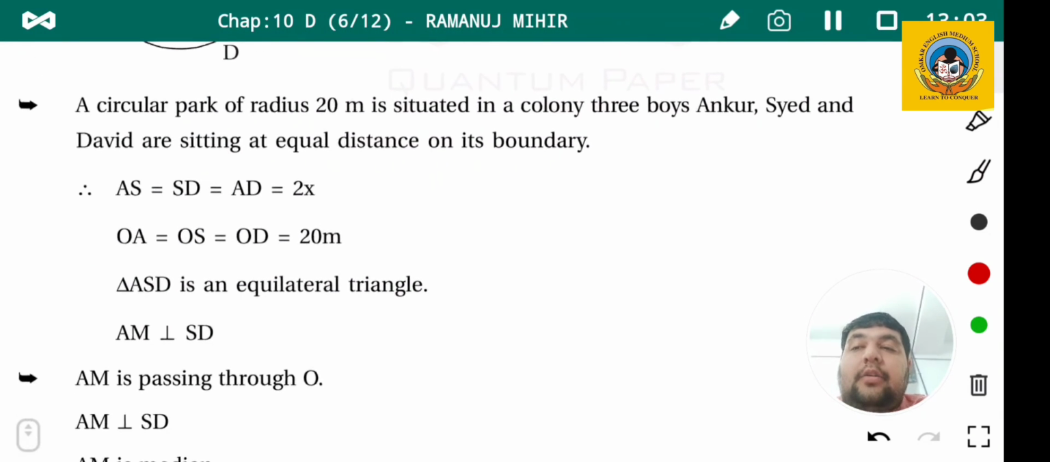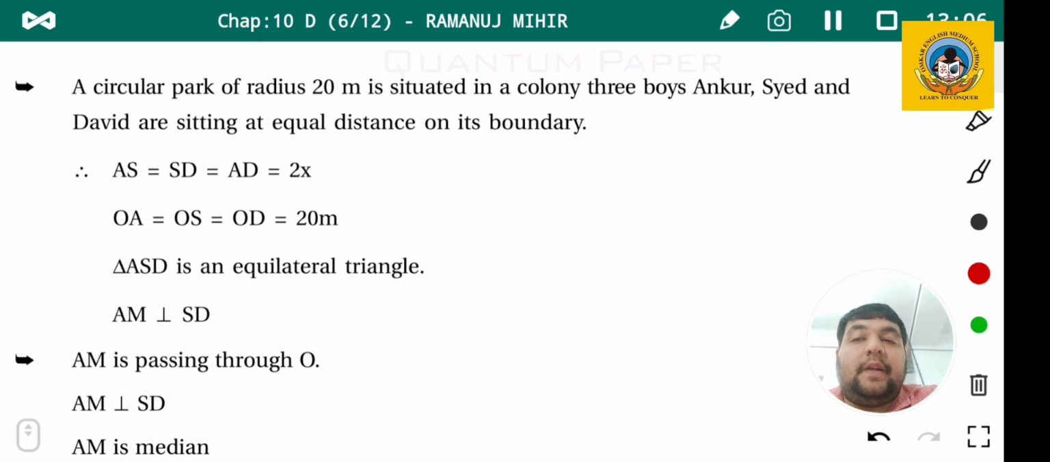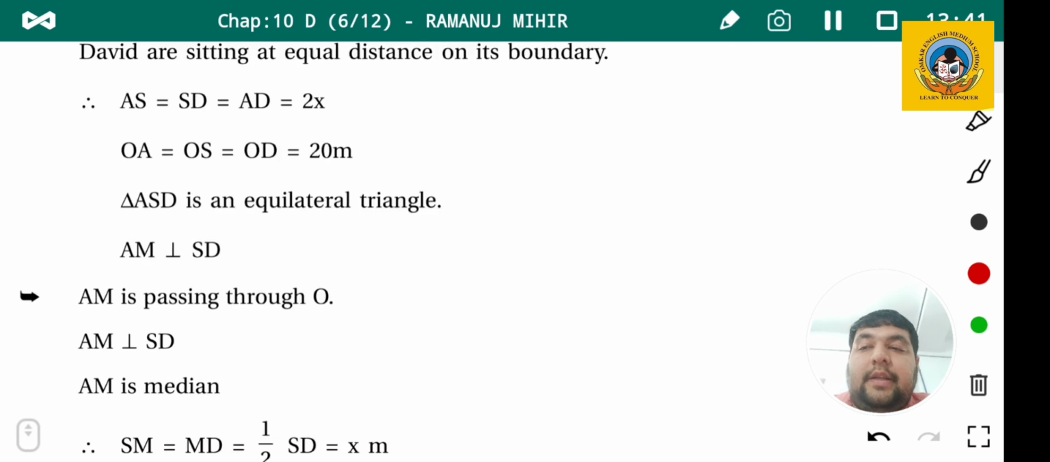a circular park of radius 20 meter is situated in a colony. Three boys, Ankur, Syed and David, are sitting at equal distance on its boundary. So it will make an equilateral triangle, I think. So AS is equal to SD is equal to AD is equal to 2x. OS, OD and OA will be 20 meter because of the radius. The length will be 20 meter.